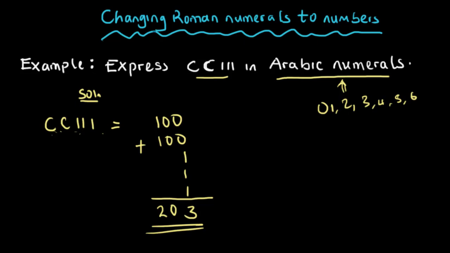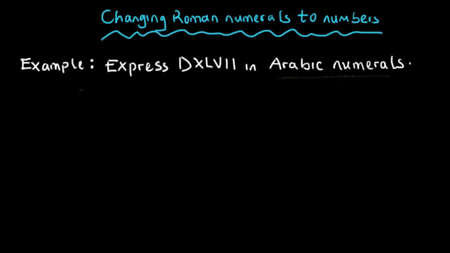Let's take another example. So we have: express DXLVII in Arabic numerals. Now the first thing you want to check is just to look and see if there is any smaller symbol behind a bigger symbol. Now if you can see, we have XL. In this case, X, which is smaller, is behind L, which is bigger. So we need to subtract there. I hope you understand.